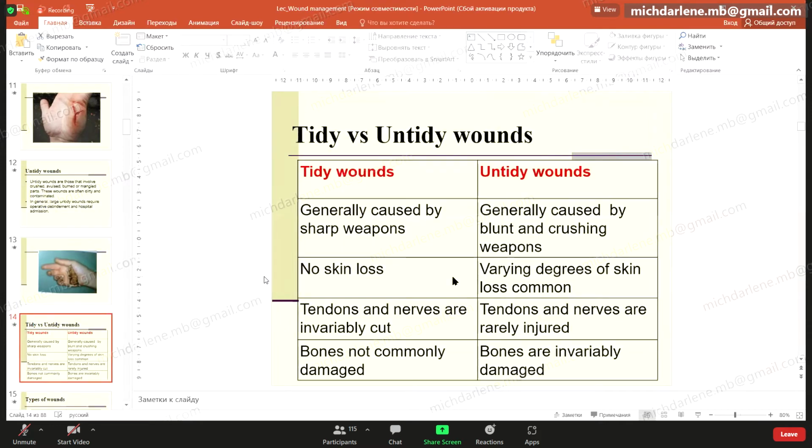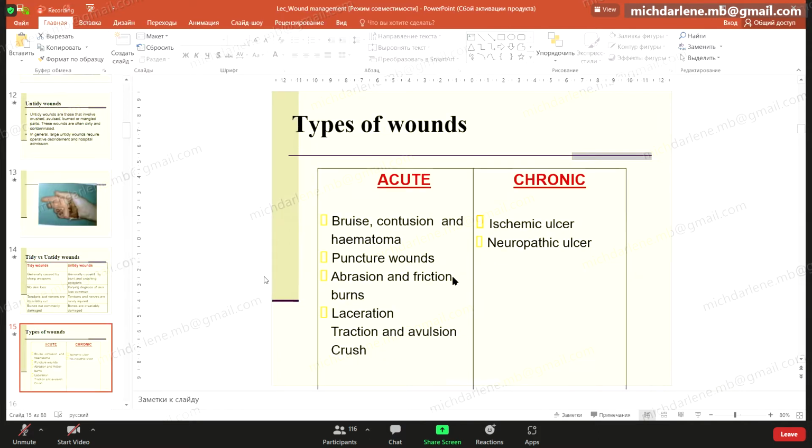Tudy and anti-Tudy wounds. Tudy wounds are generally caused by sharp weapons, and anti-Tudy wounds generally by blunt and crushing weapons. Tudy wounds have no skin loss, characteristic of them, and anti-Tudy wounds have varying degrees of skin loss. Other definitions of these wounds you can check on this slide. Please, I can't comment on this because I don't understand.